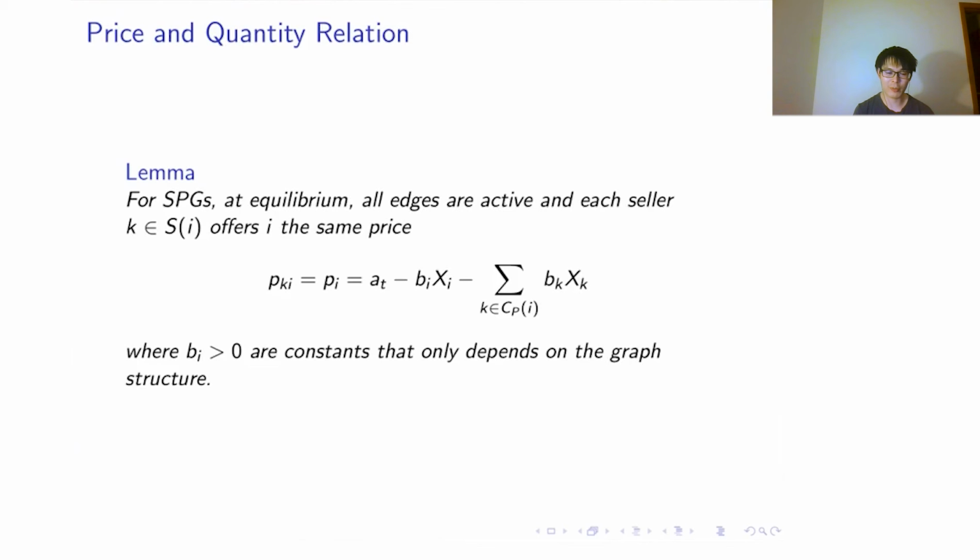So to do the backward price computation, we derive a very important lemma that relates the price and the quantity. This lemma says for series parallel graphs at equilibrium, all the edges are active, meaning there will be some positive trade flow for each edge. And each seller of I, so each K in S_I, offers I the same price. So the price is in this form. P_KI is an affine decreasing function.